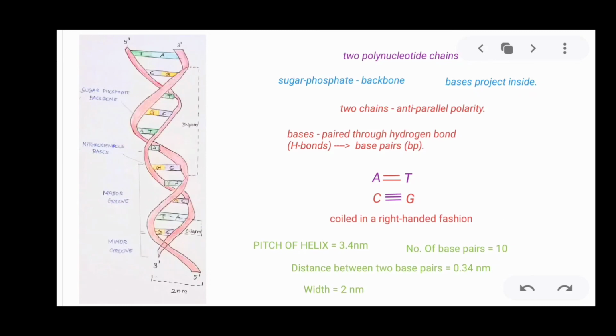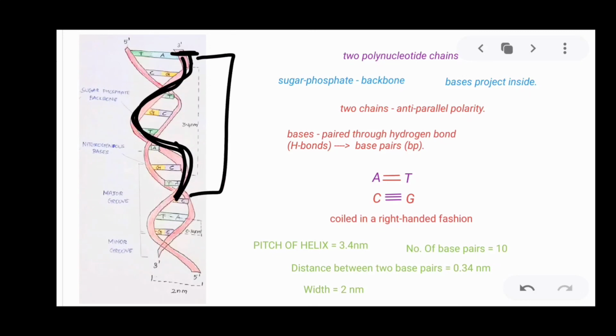Then we come to the measurements. The pitch of the helix. So what do you mean by the pitch? A pitch is just one complete turn of the helix. Like if we start from here, then it will come like this, and here. So this whole thing is called a pitch, and the length of the pitch is 3.4 nanometers. So what is the pitch of the helix? It is simply that one whole turn of the helix forms the pitch.